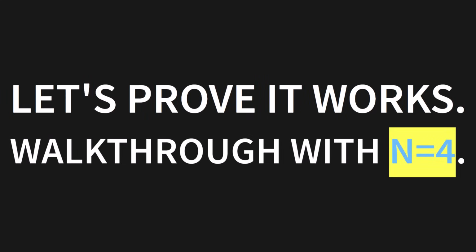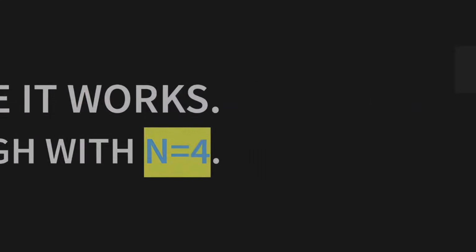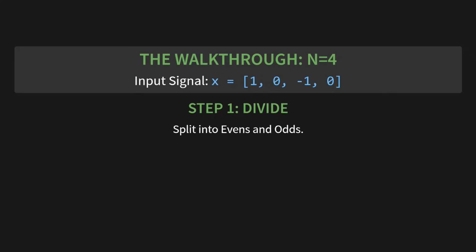Let's prove it. We're going to do a full walkthrough with n equals 4. Let's go. Okay, here's our signal. Same one we've been using. x equals 1, 0, negative 1, 0. Step 1, divide. This is the easy part.